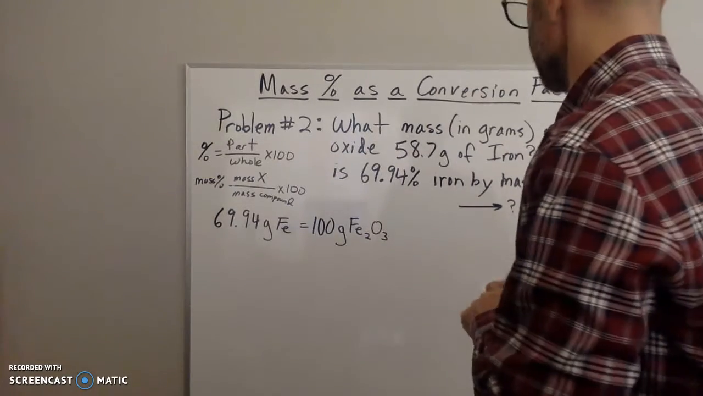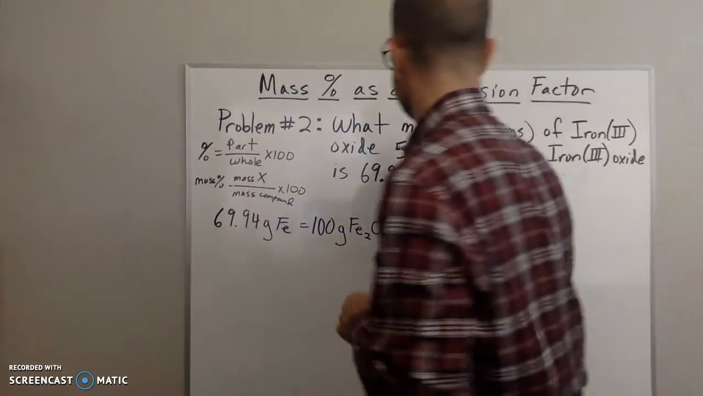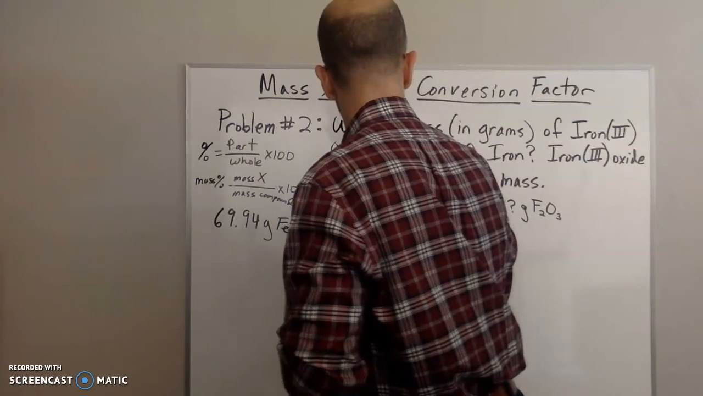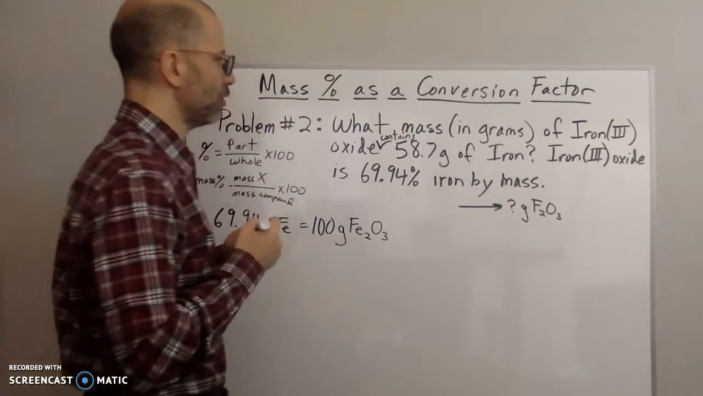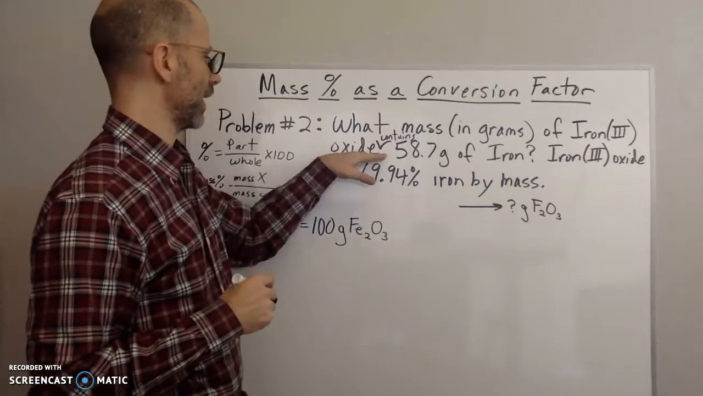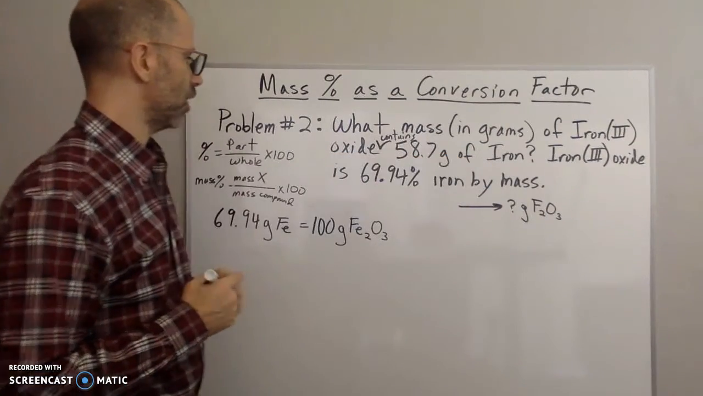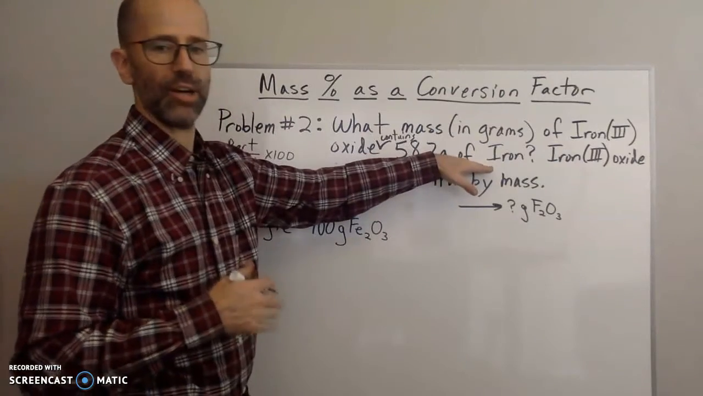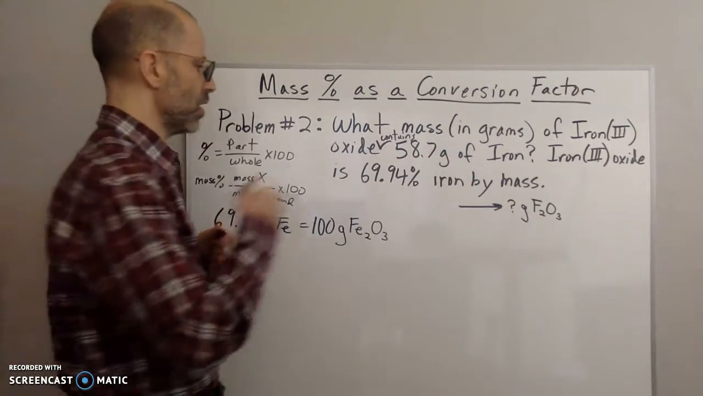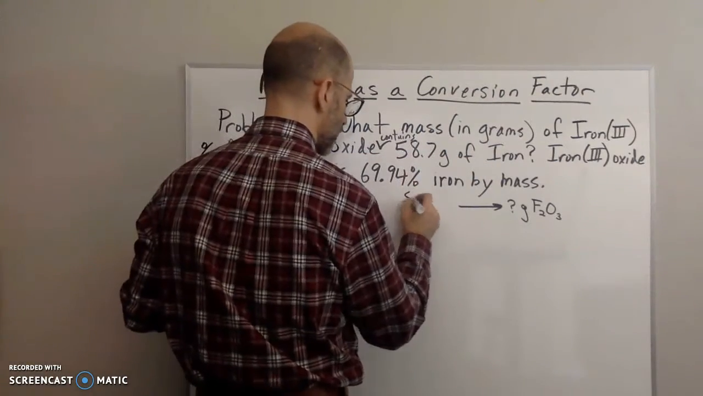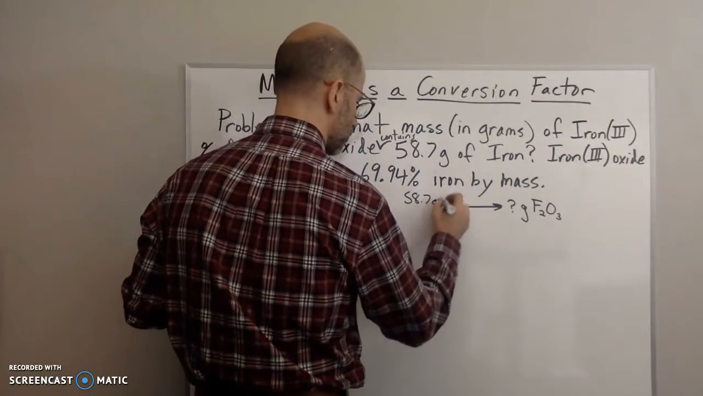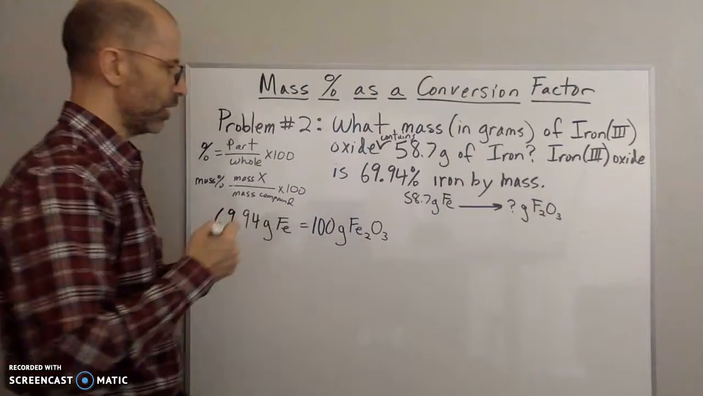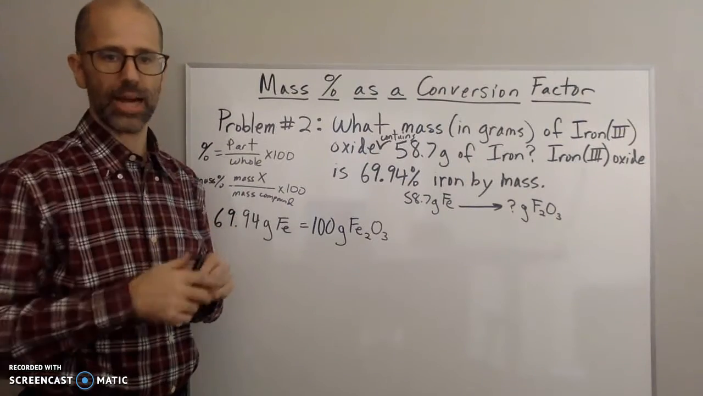Contains, I forgot the word contains. How many grams of iron 3 oxide contains this many grams of iron? So this is the number of grams of iron, that's where we need to begin. So we've got to begin with the 58.7 grams of iron, and we need to convert that to grams of the iron 3 oxide.